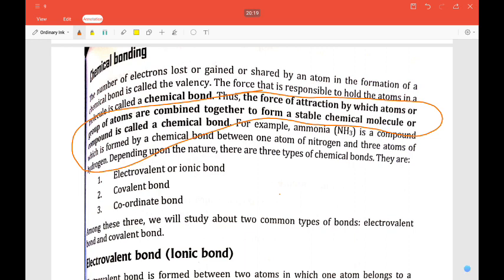Because of that force of attraction between atoms or groups of atoms, there is linkage and the compound is stable. It's called a chemical bond. Like I am going to write here H2O. You know what is water molecule? In the water molecule, there are two hydrogen atoms and one oxygen atom.